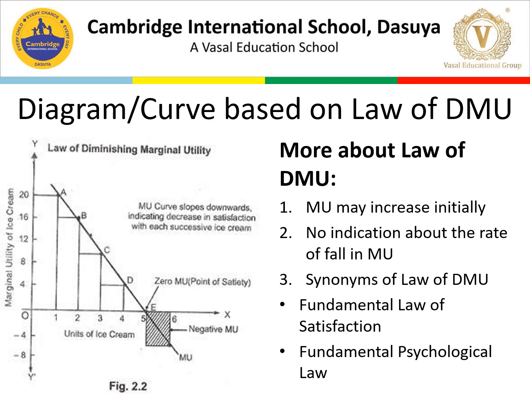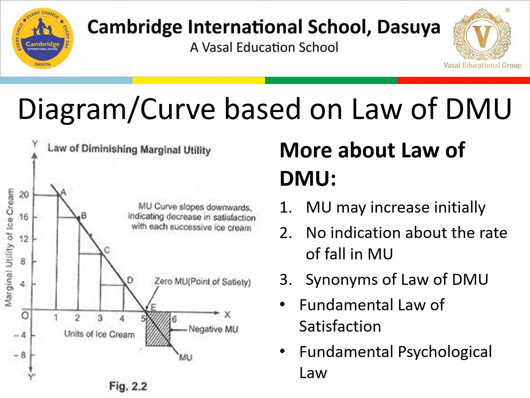Now what other things do we have to think about for the law of diminishing marginal utility? The last thing is that MU may increase initially. In the beginning it may increase, but in the end it is always negative. There is no indication about the rate of fall in MU, so we are not able to find out the rate of fall in MU, since it may increase initially.